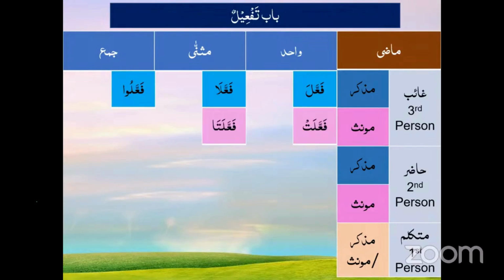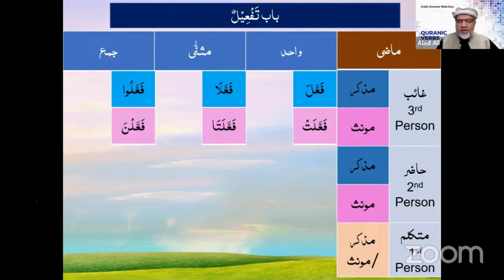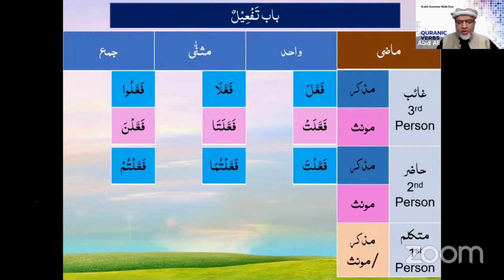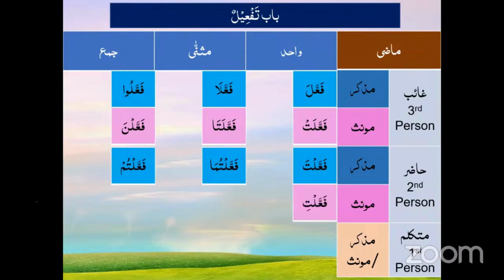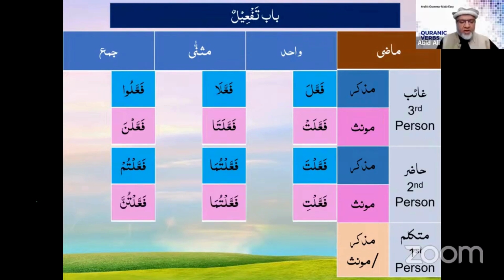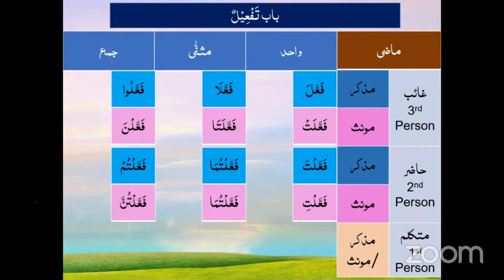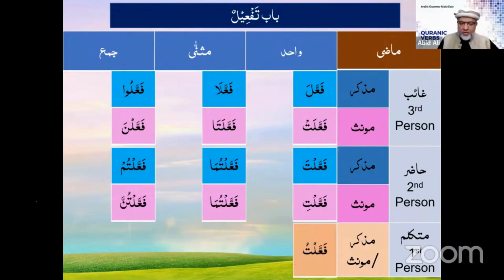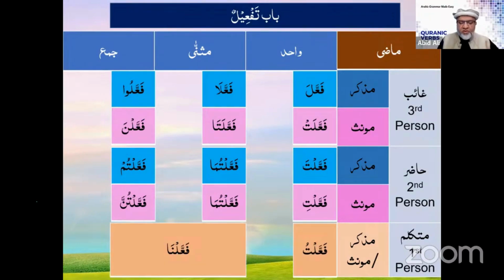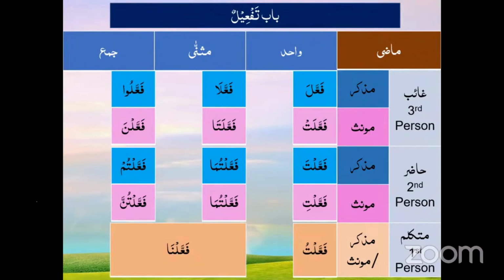Fa'alat, fa'alata, fa'alna. And now fa'alta, fa'altuma, fa'altum, fa'alti, fa'altuma, fa'altunna. Am I saying it right? I have to say the Shadda, right? Yes. Okay, good. Fa'altu, fa'alna. That's the Madi.